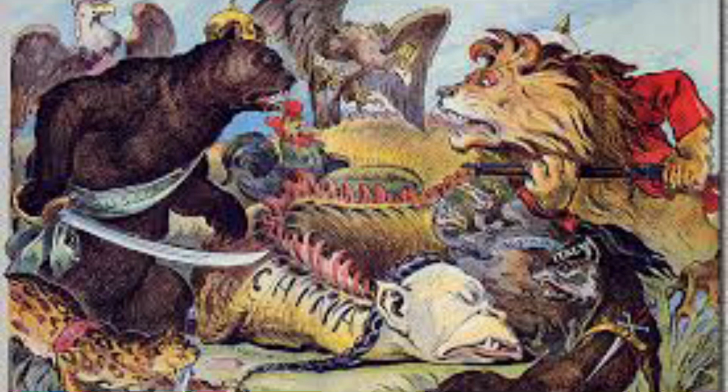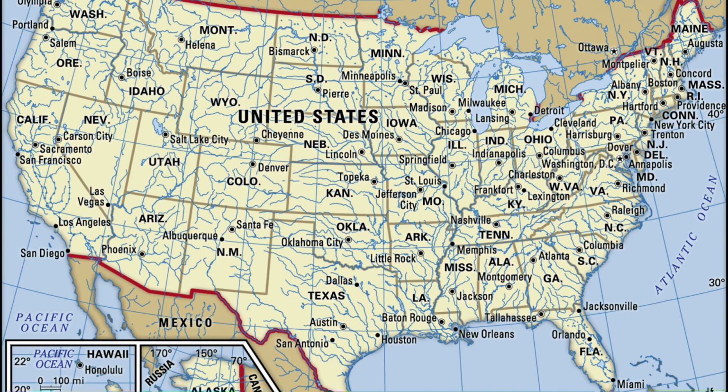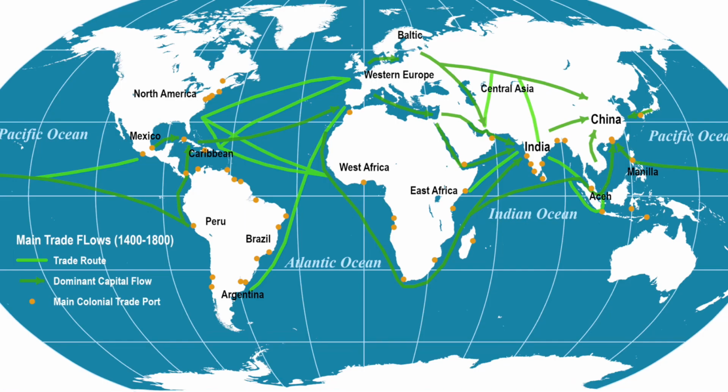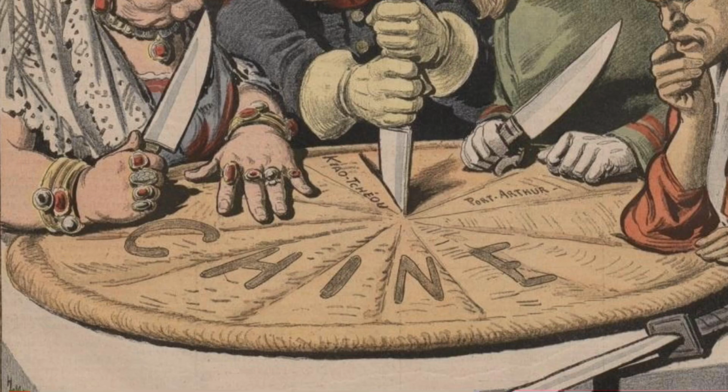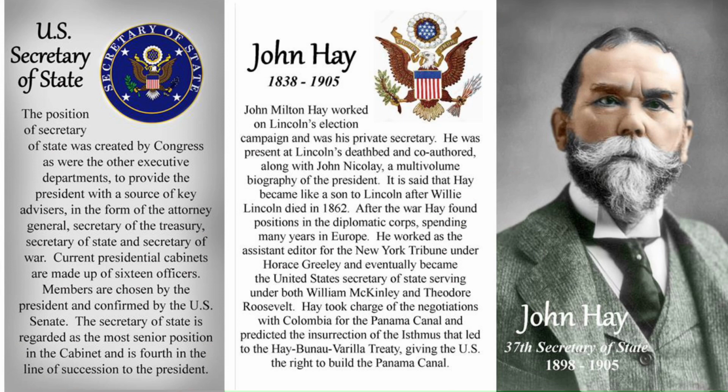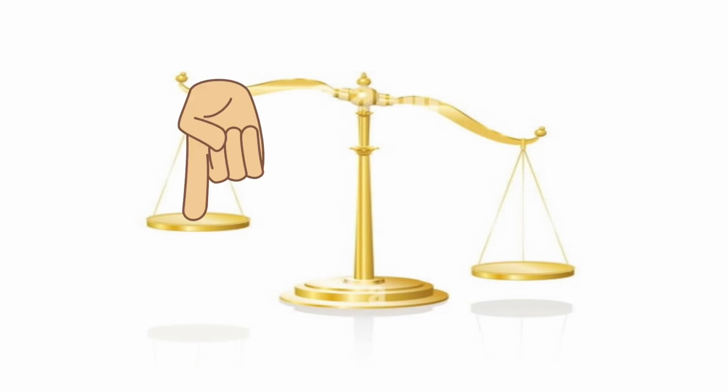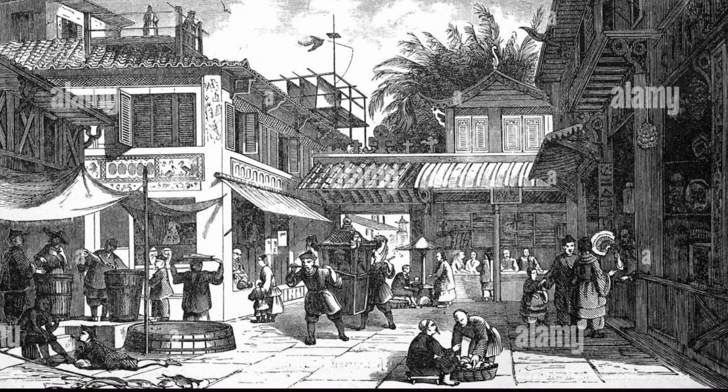What and who started the open door policy? The open door policy was started by the United States to keep their ability to trade with China. They were afraid that countries that had been there before them were going to force them out of the Chinese market. The open door policy was started by the U.S. Secretary of State John Hay with a diplomatic note. John wanted all countries to be able to have equal trading rights in the Chinese market to protect their spot in the market.